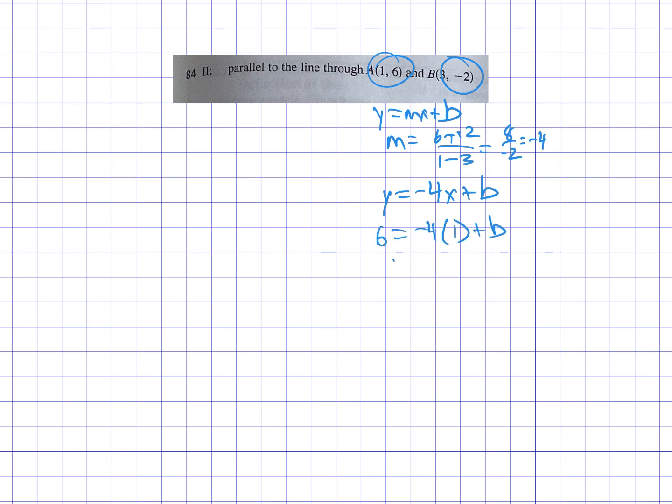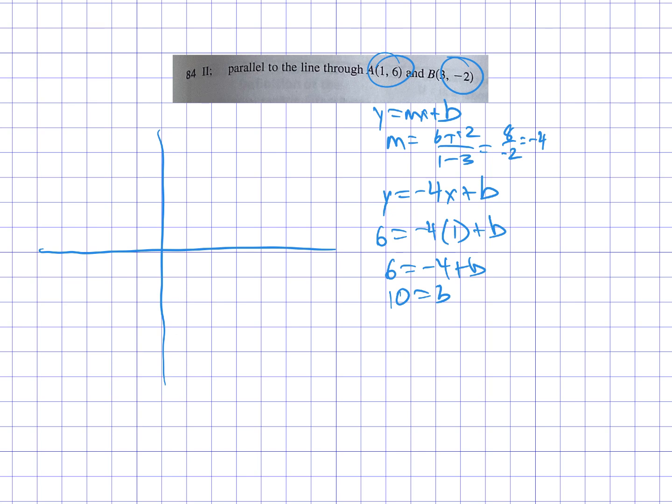Parallel to the line. All right, so now we got to make the line. Y equals mx plus b. So slope is 6 minus negative 2 over 1 minus 3. That's 8 over negative 2 or negative 4. Y equals negative 4x plus b. We need b, so we need to have an x and a y. We can use either one of these two. I'll use a. Y is 6, x is 1. 6 equals negative 4 plus b. Add 4, you get 10.